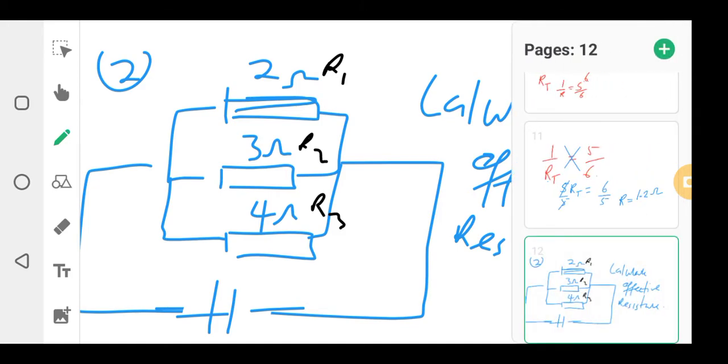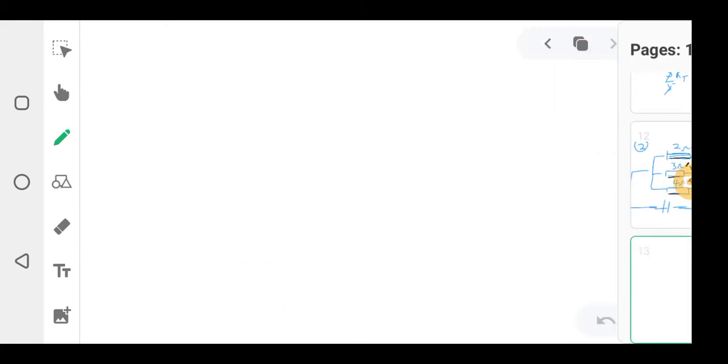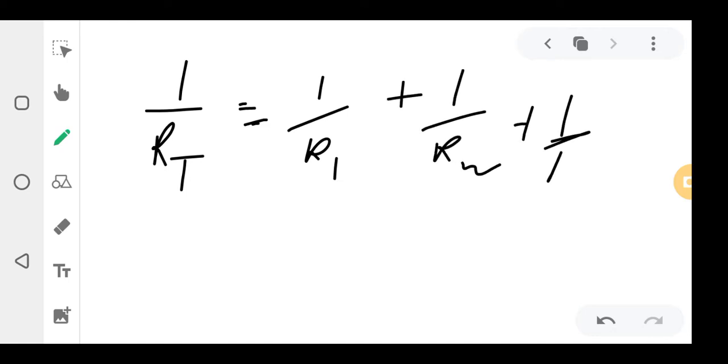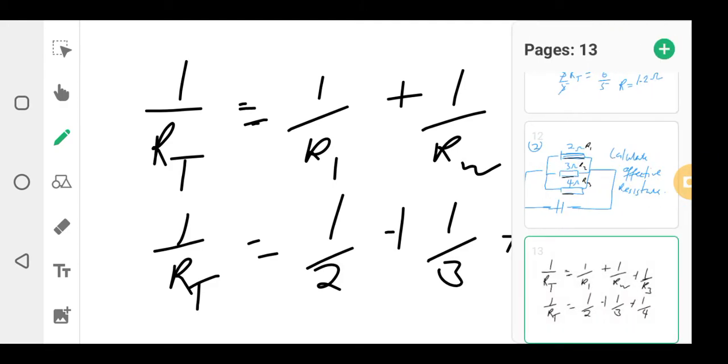They are in parallel, not series. Have you seen one is on top, the other one is down, this one is down. They are not following one another in a straight line. So we are going to have 1 over RT is equal to 1 over R1 plus 1 over R2 plus 1 over R3. If there are 4, you write up to R4. If there are 5, up to R5. 1 over RT is equal to 1 over 2 plus 1 over 3 plus 1 over 4. Those are the ones that are here: 2 is R1, 3 is R2, 4 is R3.